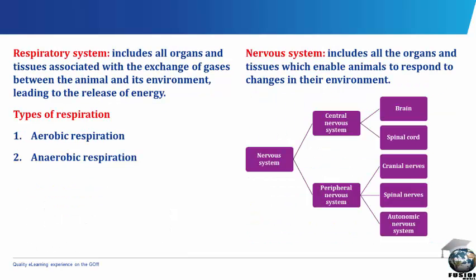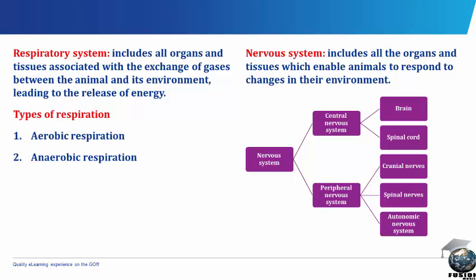The respiratory system. This includes organs and tissues associated with the exchange of gases between the animal and its environment, leading to the release of energy. We have 2 types of respiration, the aerobic respiration and the anaerobic respiration. In the aerobic respiration, this is the type of respiration which takes place in the presence of oxygen. This is the type possessed by all farm animals.